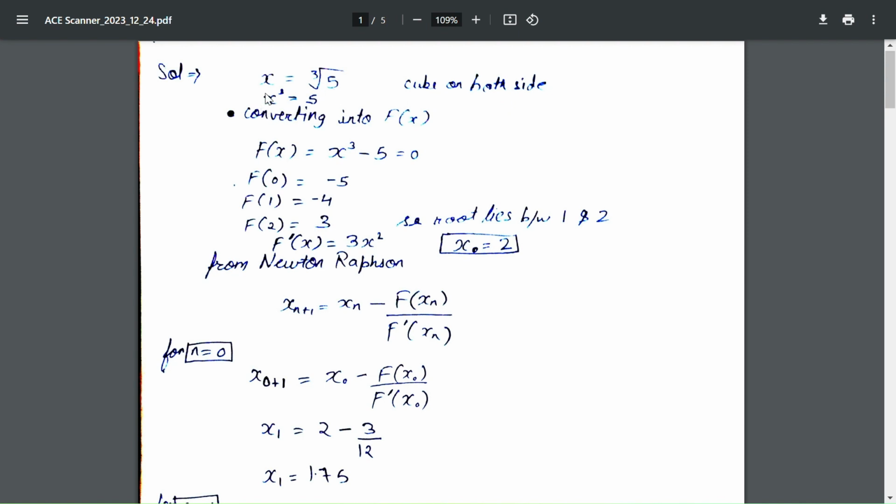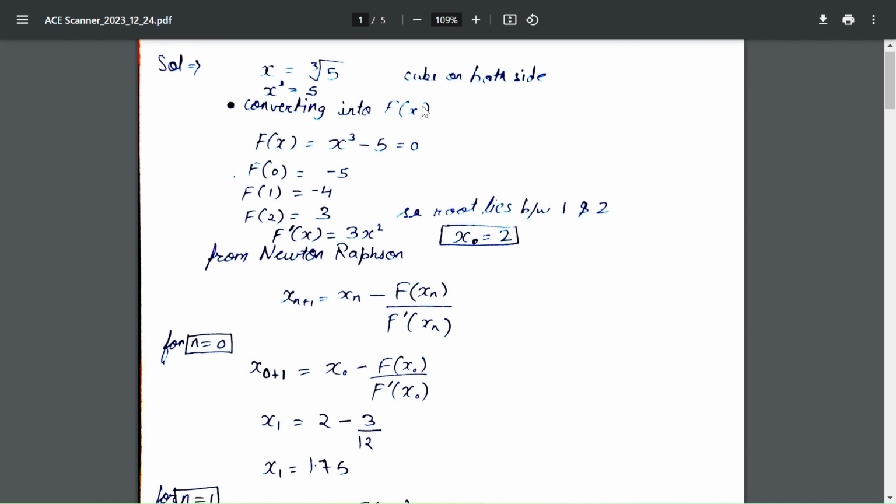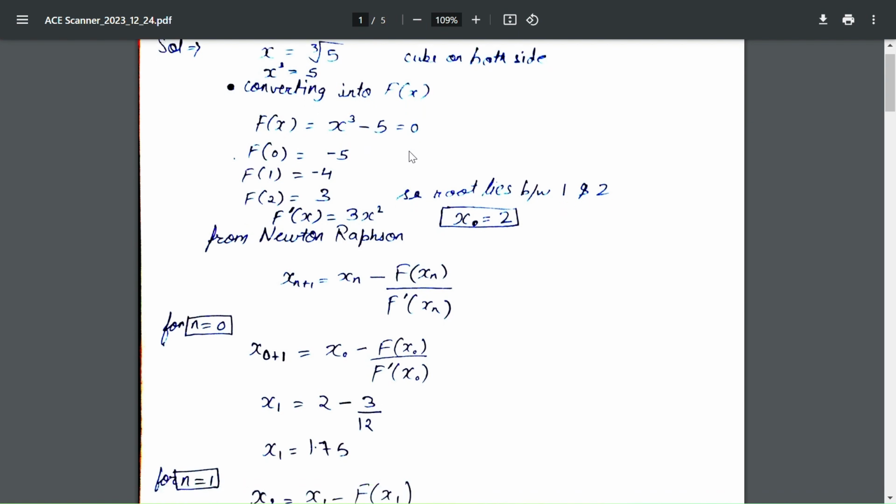Now we have to convert this equation in the form of function f of x. So on converting into function, we get f of x equals to x cube minus 5. Now we have to find a root for this function. So we will put different values of x, for example, x equals to 0, 1, 2, 3, etc.